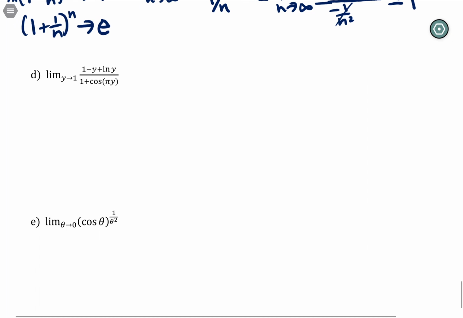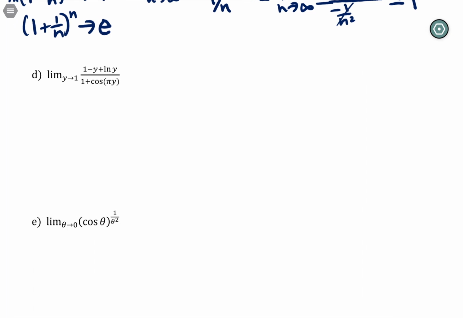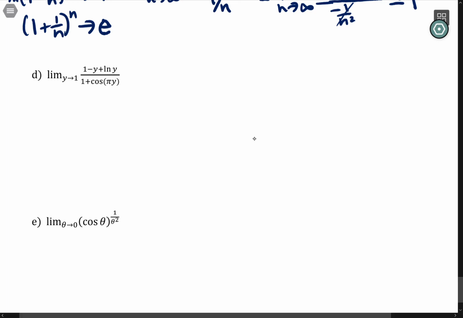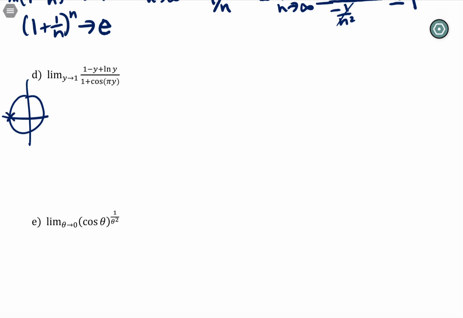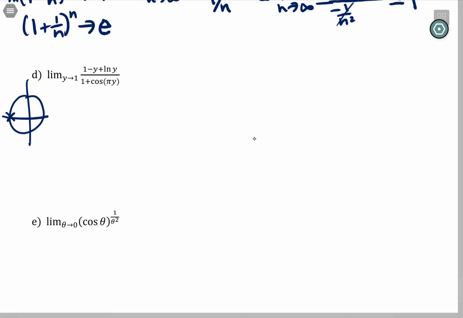D, I think D might just be messy. I don't see anything too weird where we're going to have to rewrite. But I do see if I plug in 1, I get 1 minus 1 plus natural log of 1, which is 0. And then on the bottom, I get 1 and then cosine of pi. So I'm over on the far left, which means my x is negative 1. So I get 1 minus 1. So it is a 0 over 0. And I'm going to apply L'Hopital's rule.